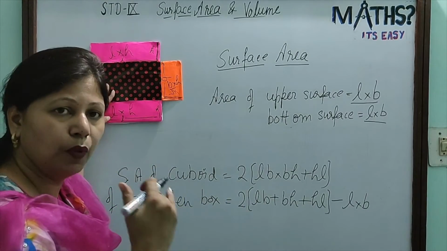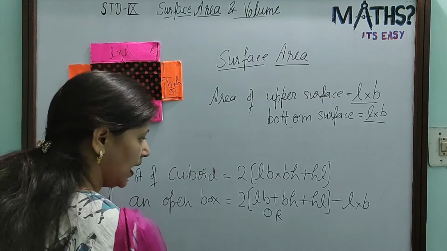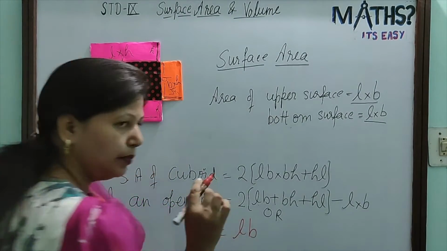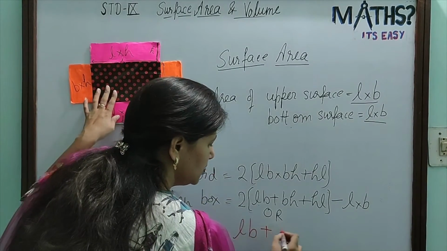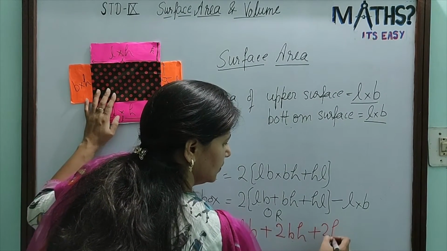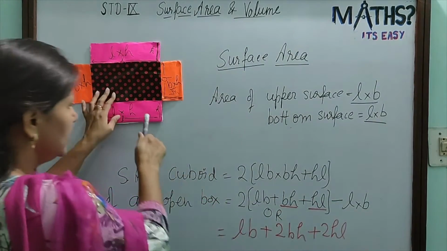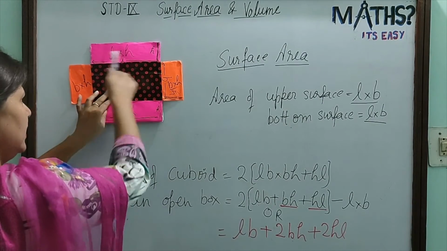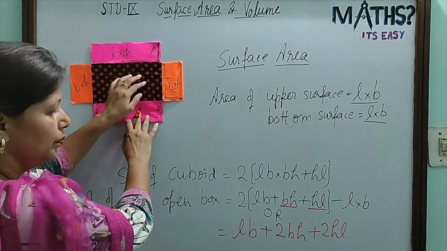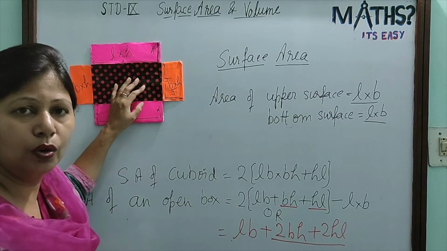From that, we have removed one bottom surface. So we can write minus L into B. You can write it like this: 2LB minus LB. So only one LB will be left with us. Only one bottom surface. Vertically 4 surfaces, 2BH and 2HL. These will remain the same. These vertical ones: LH, BH, LH, BH. These 4 surfaces will remain the same and one L into B. Okay. So in this way also we can write the surface area of an open box.